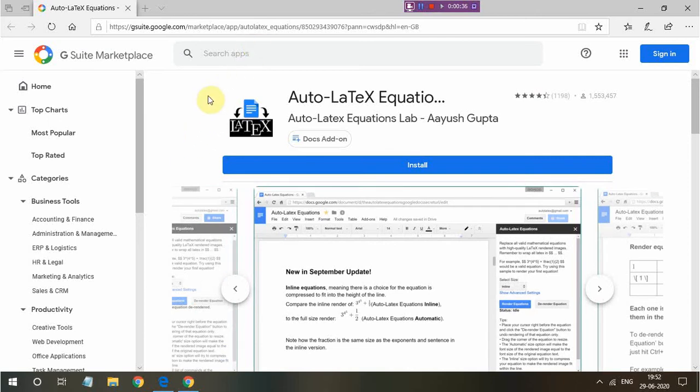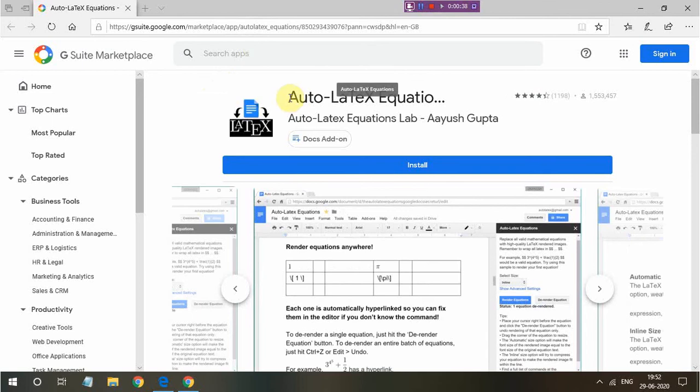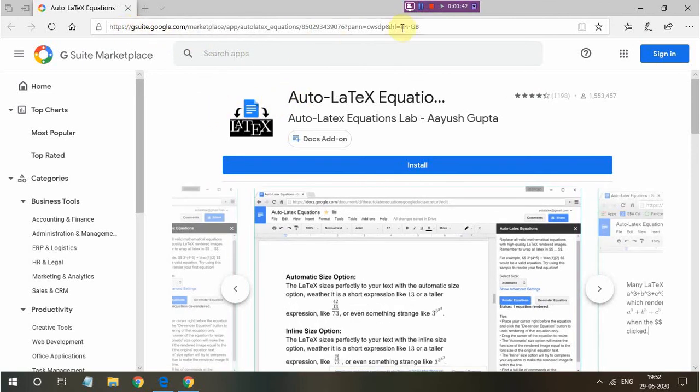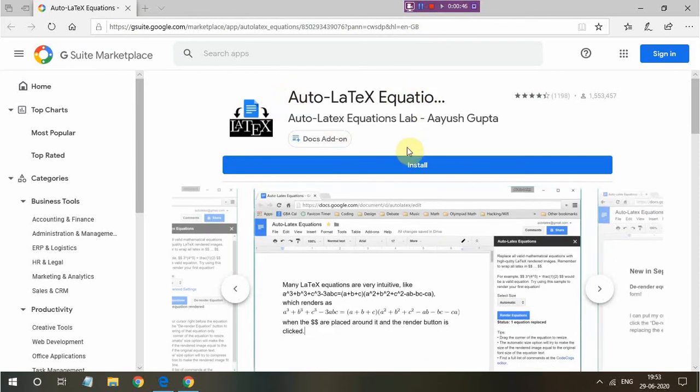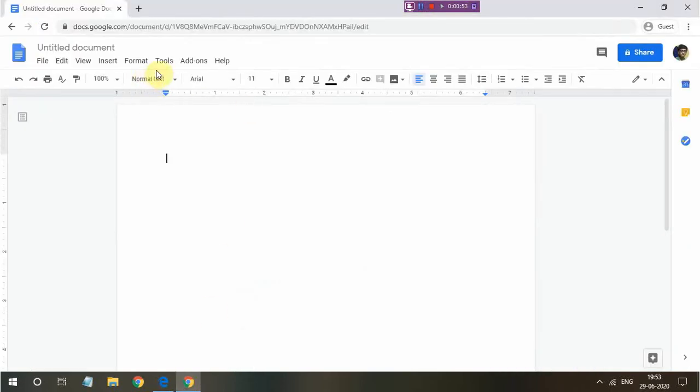To start with, there are many ways to learn LaTeX, but this is a very nice one and you can try this. In Google G Suite, you can search for the Auto-LaTeX Equations add-on. You can download and install it as a Google Docs add-on. Here I have a Google Doc, and on the add-on menu you see I have installed Auto-LaTeX Equations. You can click start.